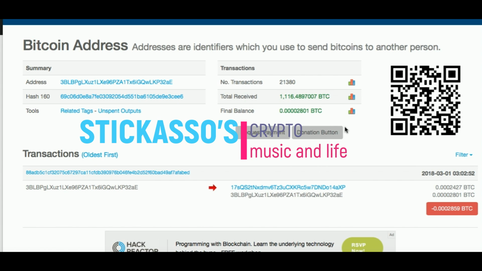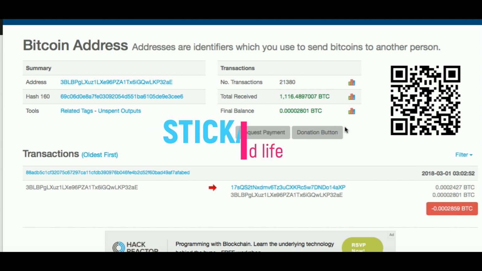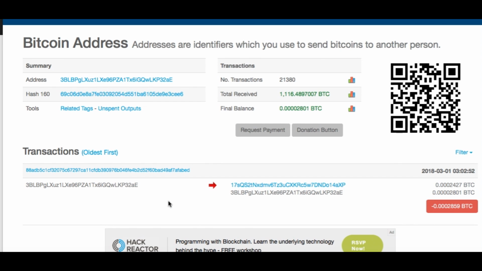All right, so we're going to follow the money. Here is the Bitcoin address that was Falcon Coin's address of their wallet, okay? They had 21,380 transactions. They received a total of 1,116 BTC. Their final balance, they drained this whole account, okay? All right, so we're going to start following the money.